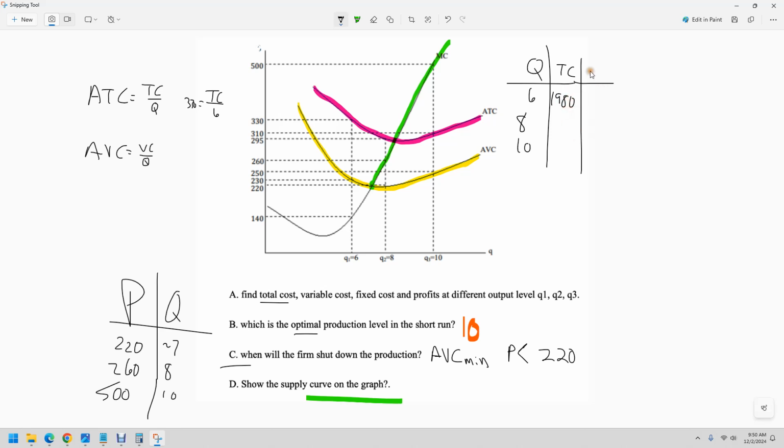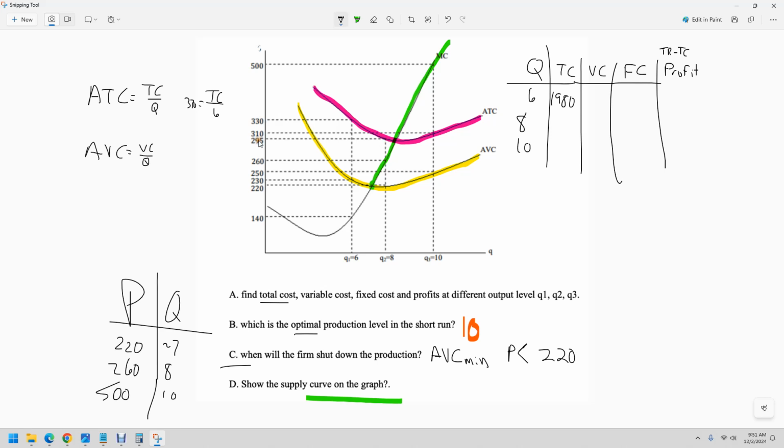Okay, then we want to find the variable cost. We want to find the fixed cost. Oh, we want to find the profit. Okay, it's a little bit longer. Profit is going to be total revenue minus total cost. So then when the quantity is 8, let's do total cost.